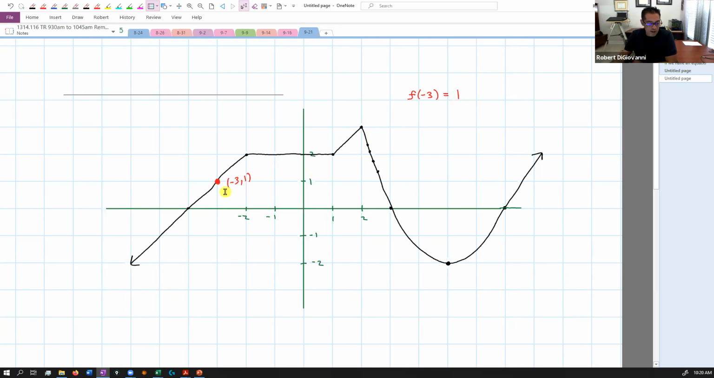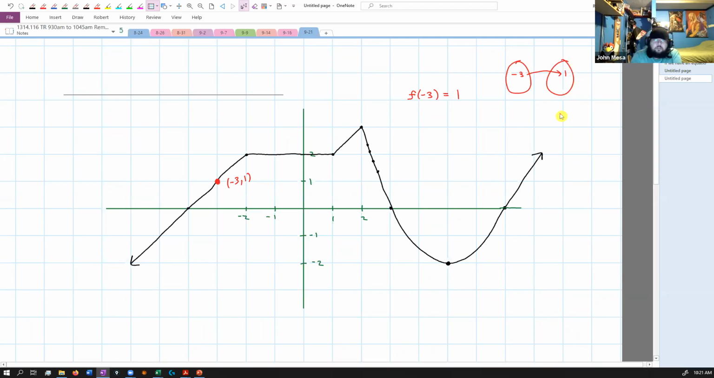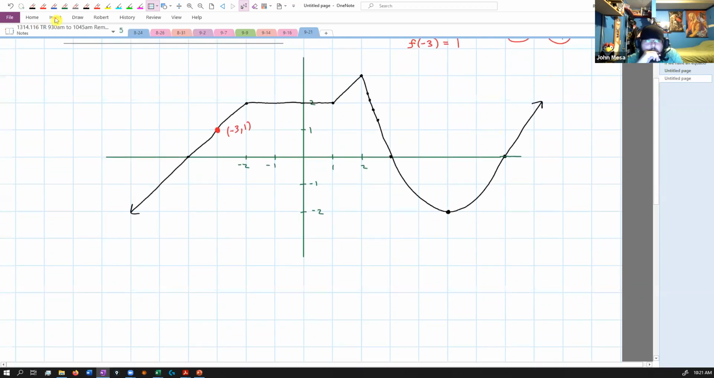Just by looking at this point, I know that the input is -3, that's the X value, and this is what comes out. So picture-wise, it takes -3 and spits out a 1. I have no idea what the actual function is. Nobody gave it to me, right? I'm just looking at the picture of it. So basically, we can look at the points and turn them into inputs and outputs, yeah.